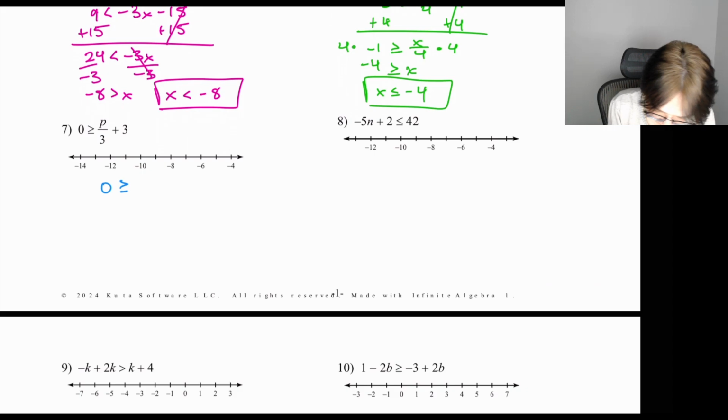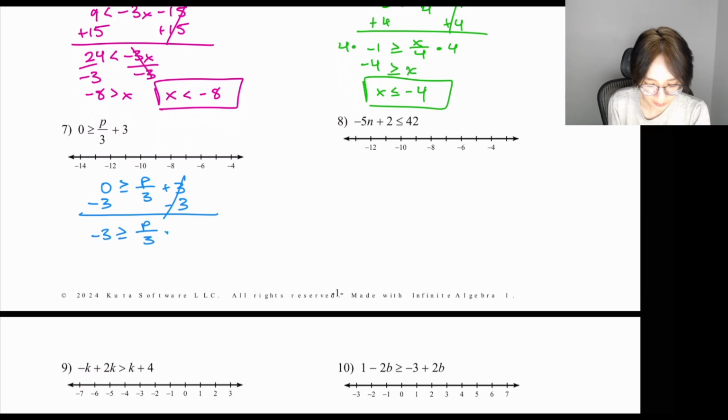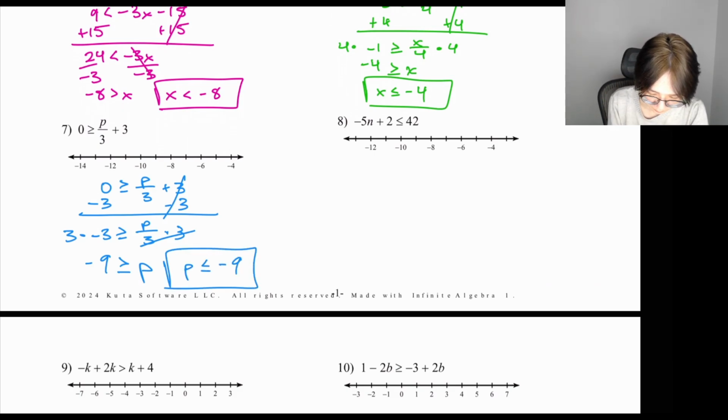Here we have 0 greater than or equal to p over 3 plus 3. Subtracting 3 from both sides. Negative 3 greater than or equal to p divided by 3. Multiply by 3 on both sides. That cancels out. Negative 3 times 3 is negative 9. It's greater than or equal to p. I'm going to flip it around so that p is on the left side. Between negative 8 and negative 10 is negative 9. So I'm going to closed circle right here, less than negative 9.